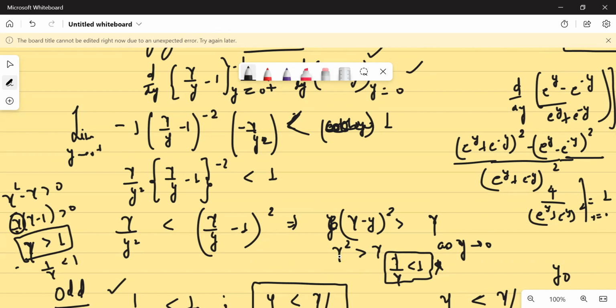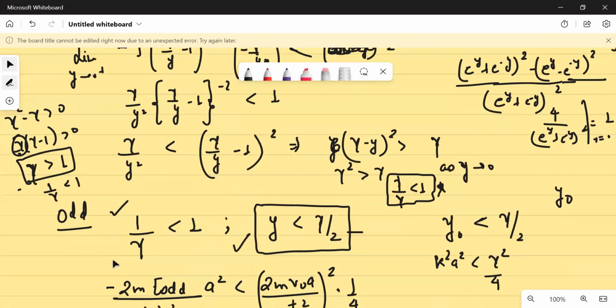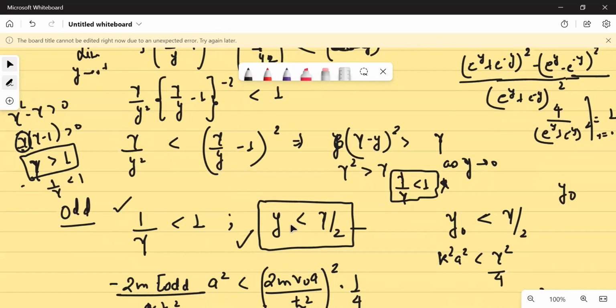What did I do here? I just divided by gamma square. Yes, sir, in the textbook this is given: 1 upon gamma should be less than 1. So I wrote it in that fashion. Otherwise, you can write gamma greater than 1, the same thing. Is that clear? So 1 upon gamma should be less than 1 and gamma should be less than gamma by 2. Is that clear to you?